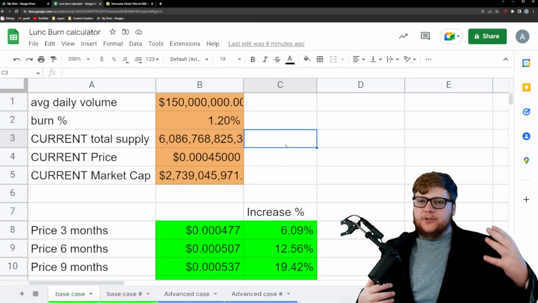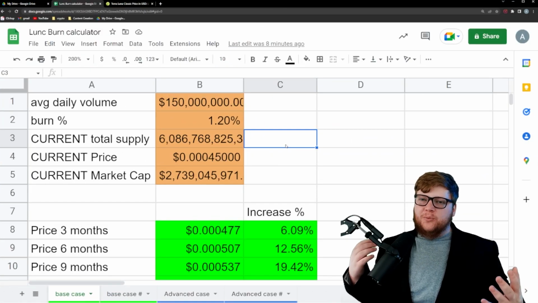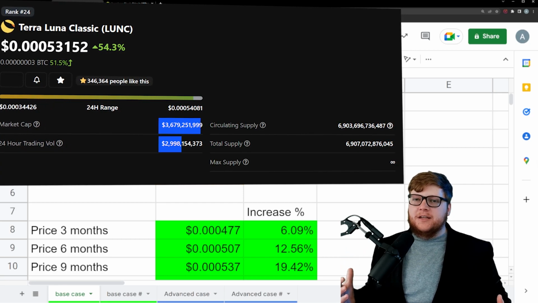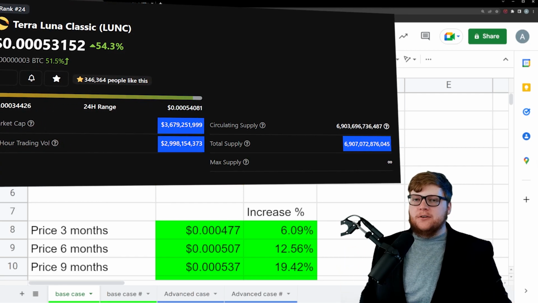However, they fail to factor for diminishing returns, where as token price increases, the number of tokens burned is actually going to decrease. So I built 2 different sheets, one that's a simpler version and one that's a more advanced version, where you can enter in these different volume numbers and all kinds of different things to determine what you think the price is going to look like in the future.